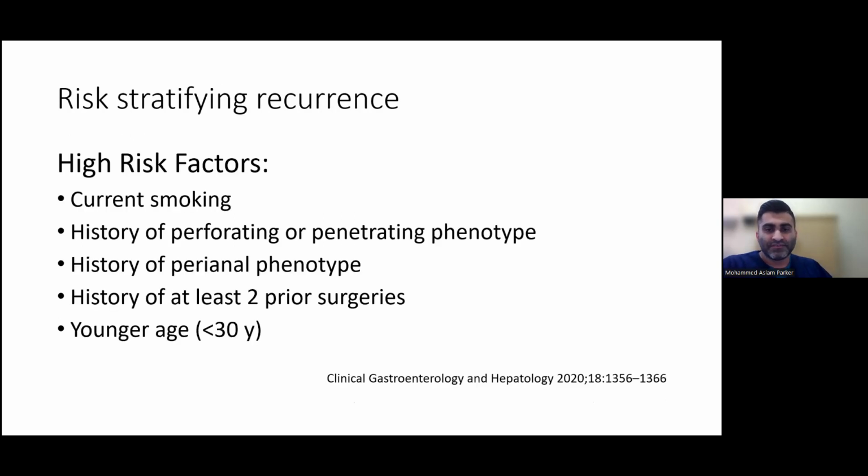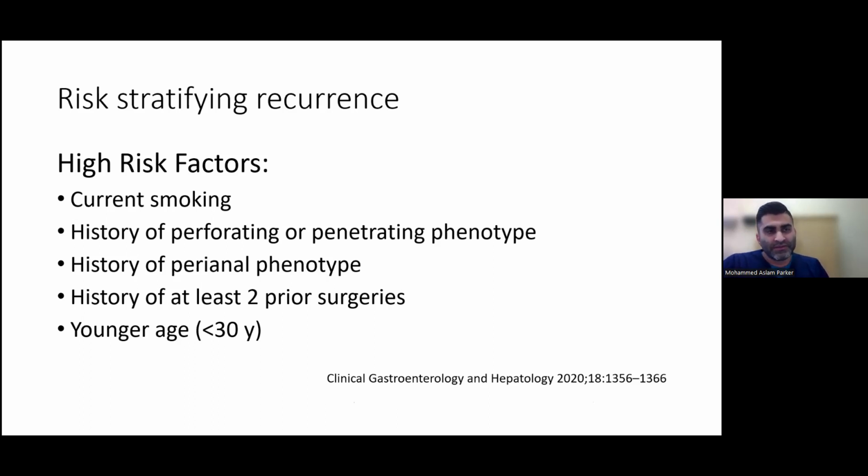Breaking up these various risk factors, one can risk stratify recurrence. So high risk factors would be a current smoker, a history of perforating or penetrating phenotype, history of perianal phenotype, a history of at least 2 prior surgeries, and then a younger age of less than 30 years old.